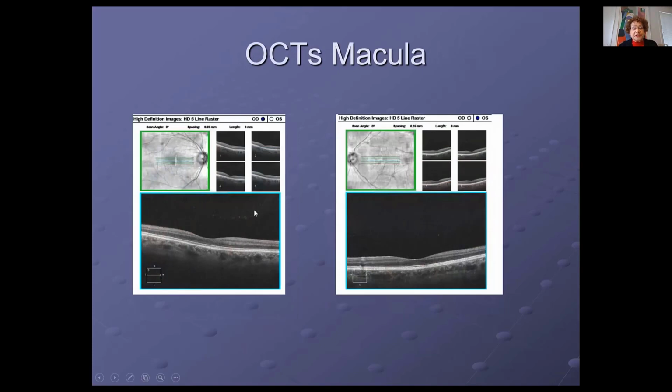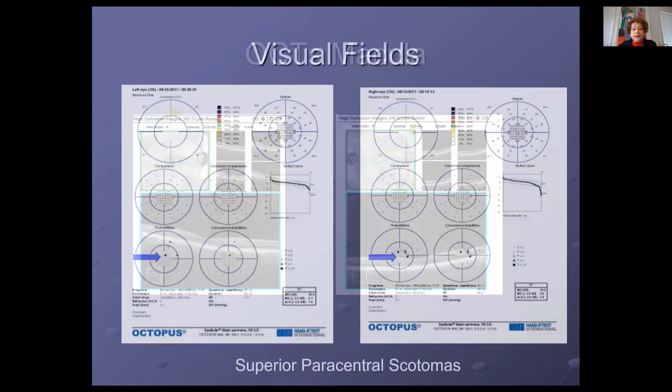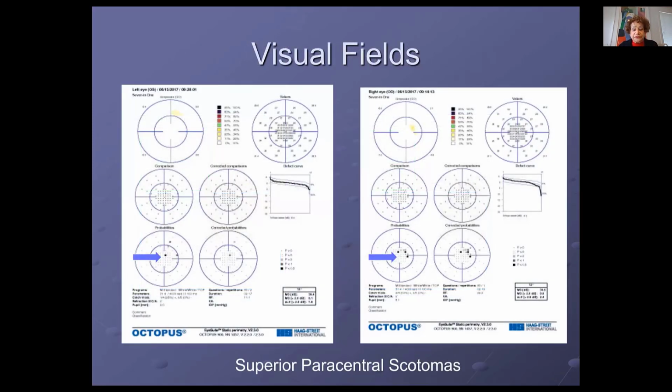So let's look at the OCTs of his macula, because he is complaining that his vision is decreasing. The macula itself looks pretty good, but I think you can appreciate that the RNFL, which normally you can appreciate on the OCT in this raster scan, you're not seeing much of an RNFL here in this eye or in the right eye. Normally we expect to see a reflective thick layer there, not seeing it here. So let's look at the visual fields.